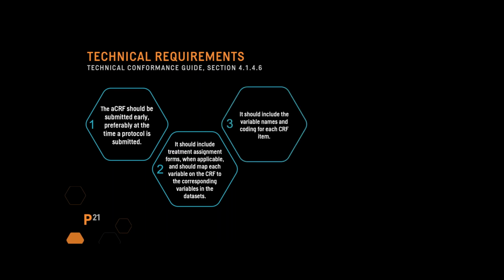The third one is that it should include variable names and coding for each CRF item. And this one's a little tricky because I've read some interpretations of it that you should include the codings for every single CRF item. So if you were to have, for example, a radio control option where there were 5 different radio buttons, you would actually write out the codes that each one of those radio options was mapped to. And you would do this all the time.